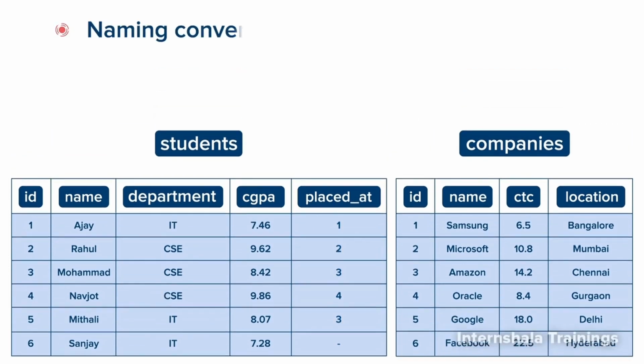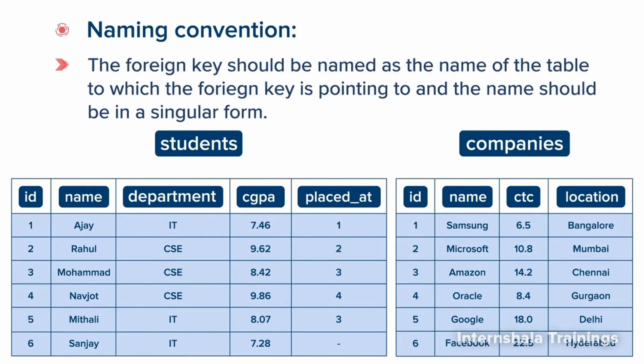Now, the foreign key follows a certain naming convention. That is, it should be named as the name of the table to which the foreign key is pointing to, and the name should be given in a singular form. So, following this convention, we have a companies table, but we have to use the singular form. This will make it company followed by an underscore. Next will be the name of the attribute to which it is pointing to, which in this case is ID. So the name will be company underscore ID.